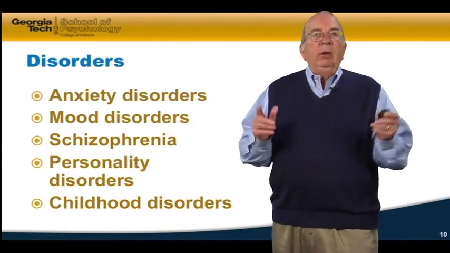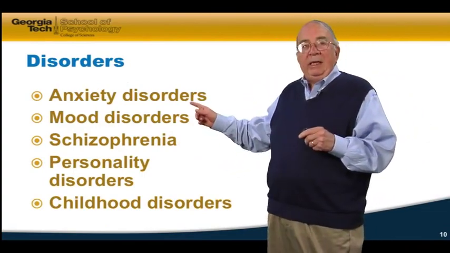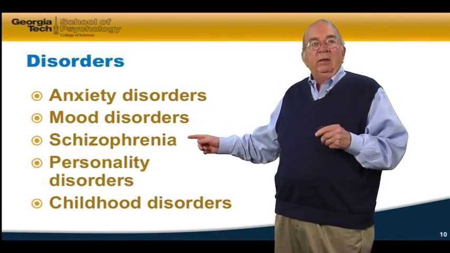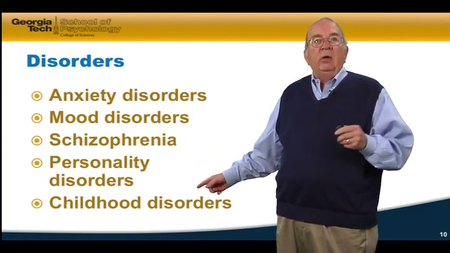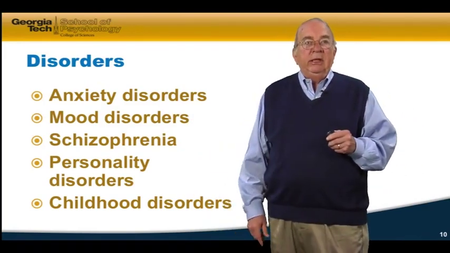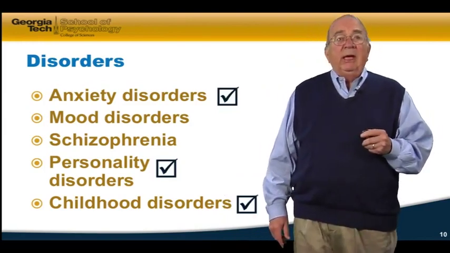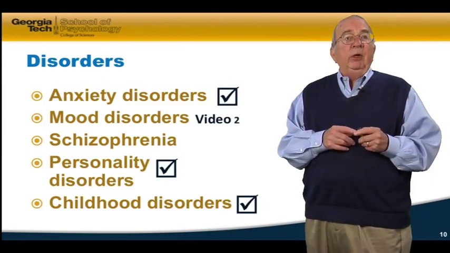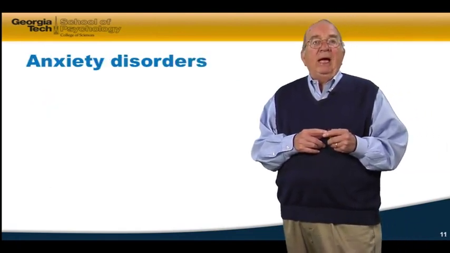So what are we going to be talking about this week? We're going to be talking about anxiety disorders, mood disorders, schizophrenia, personality disorders, and childhood disorders, all categories of psychological disorders in DSM-5. Today we're going to talk about anxiety disorders, personality disorders, and childhood disorders. The next video we'll talk about mood, and the final video we'll talk about schizophrenia. So let's talk about anxiety disorders.